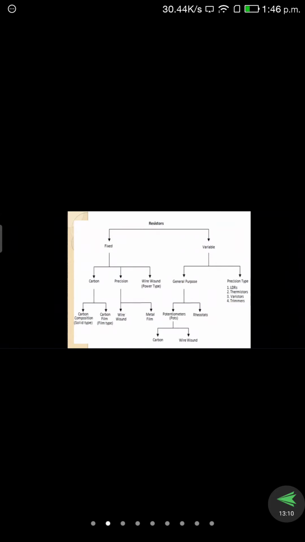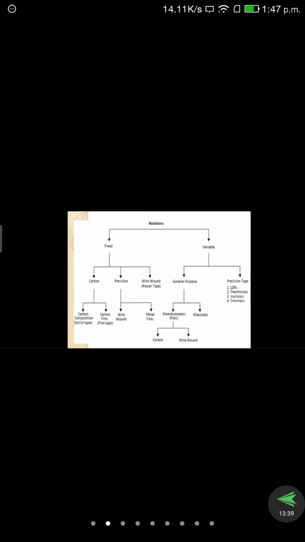Again, the carbon resistors are subdivided into two types. First one is carbon composition type, second one carbon film type. So precision resistors are also classified into two types. First one wire wound, second one is metal film resistors. So this is about the classification of fixed resistors.